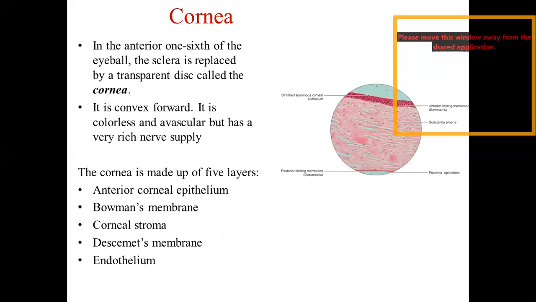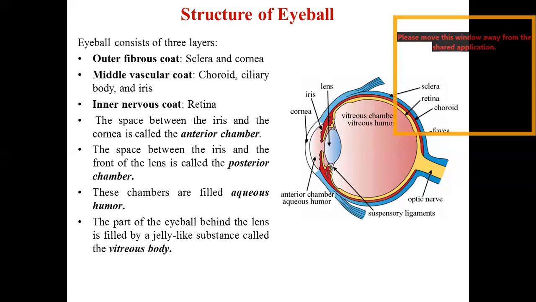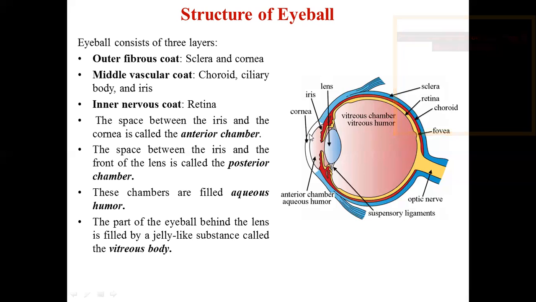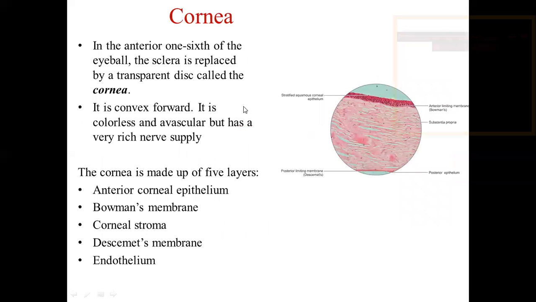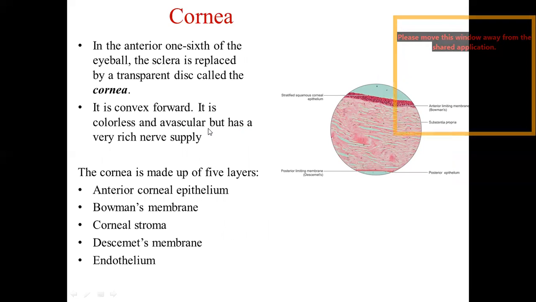Now first we'll see the cornea and its histological features. The cornea forms the anterior one-sixth part of the eyeball, where the sclera is replaced by it. This is the transparent membrane. The sclera is quite white in color, you can see in this picture. Only in the anterior one-sixth part is the sclera replaced by this cornea. It is convex forward, colorless, avascular, but it has a rich nerve supply.